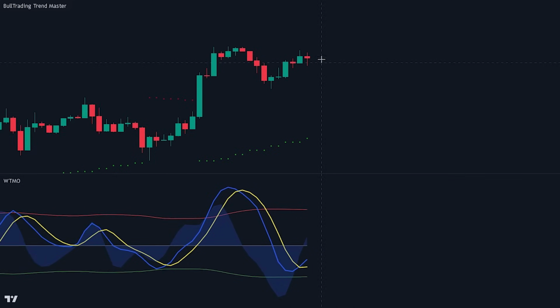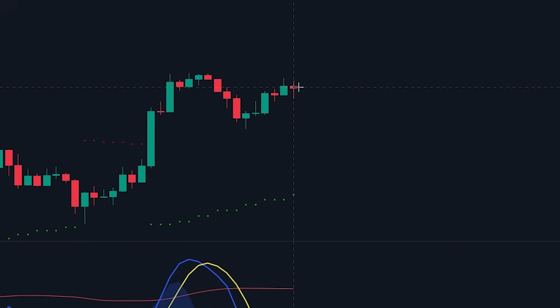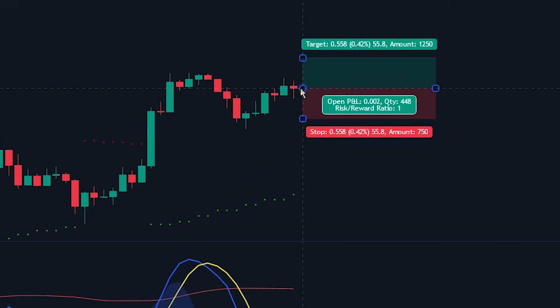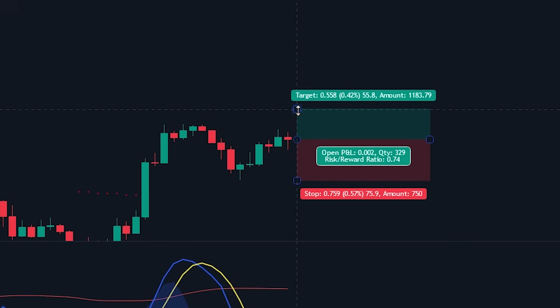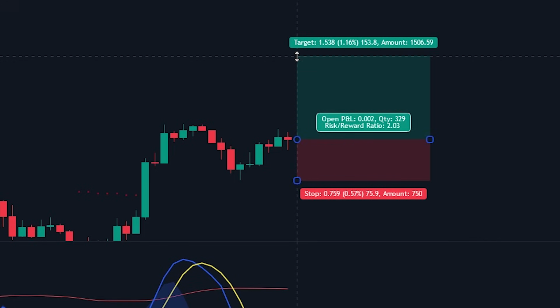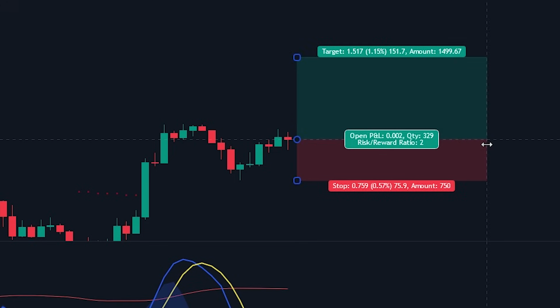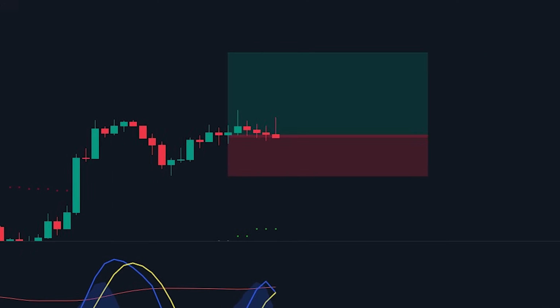Because of this, let's enter into a position. We will be entering into a buy position here. We will set the stop-loss order at the recent swing low. In order to maximize profit potential, we will adopt a risk-to-reward ratio of 2:1 for our take-profit target. Now let's see how the trade plays out.